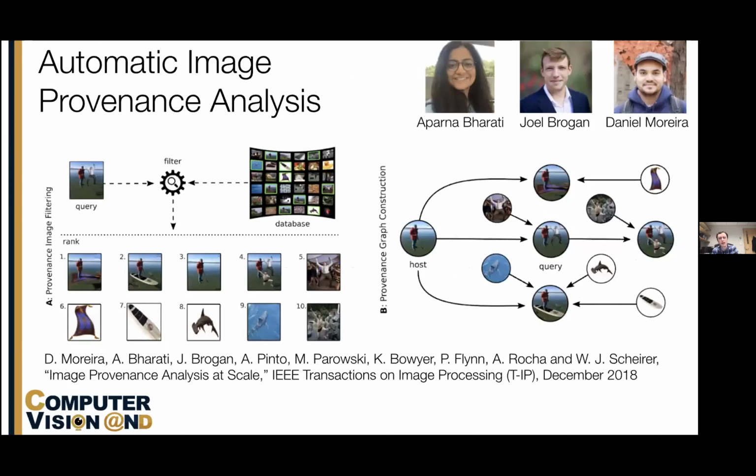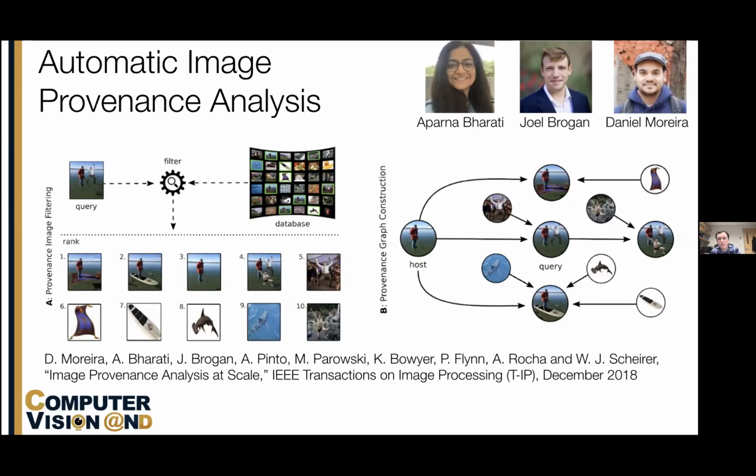So for several years, my lab has been working on this problem, and we've developed an automatic image provenance analysis pipeline. That will help us find related images, trying to trace back the sources of this content and trying to make sense of it in some coherent order for human analysts.